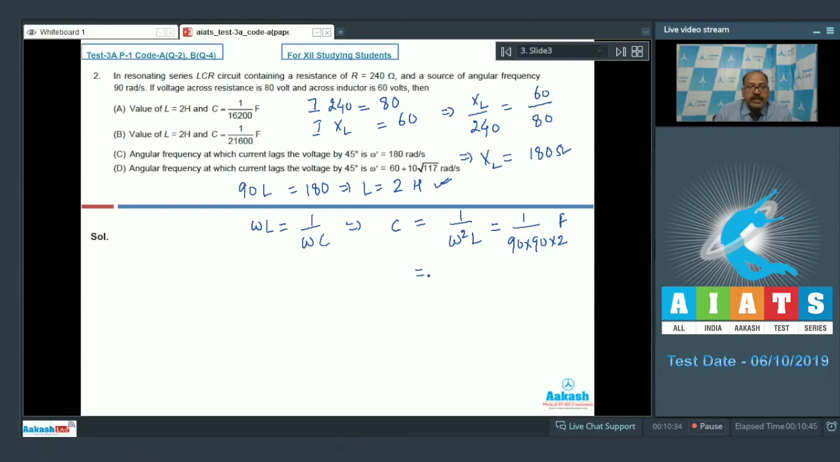Solving, we'll get it as 1 upon 16,200 farad, which means option A is correct and option B is incorrect. Let's evaluate the other options, C and D.